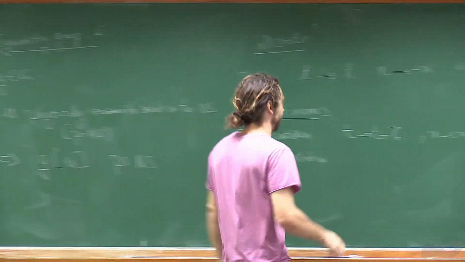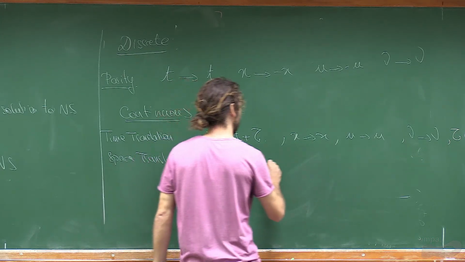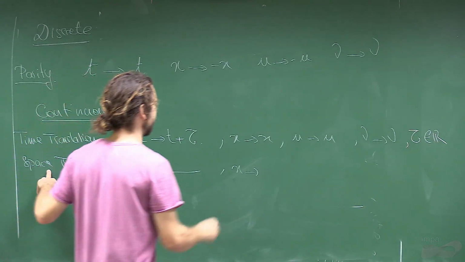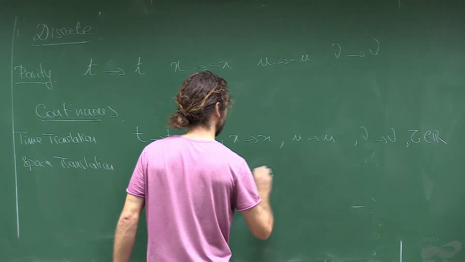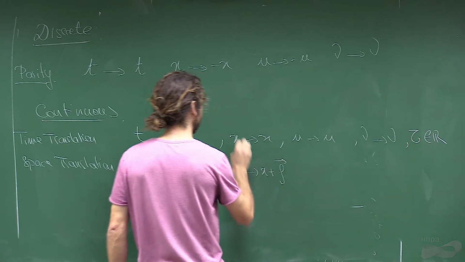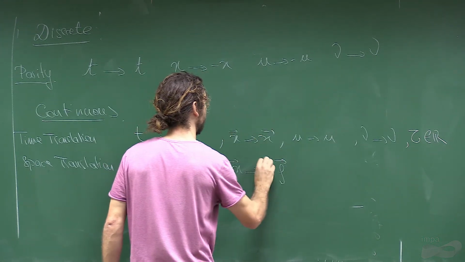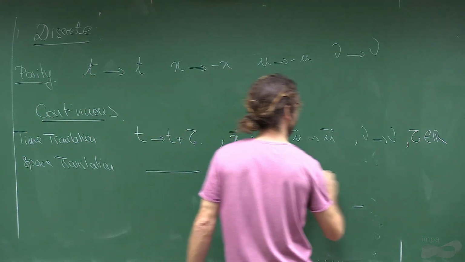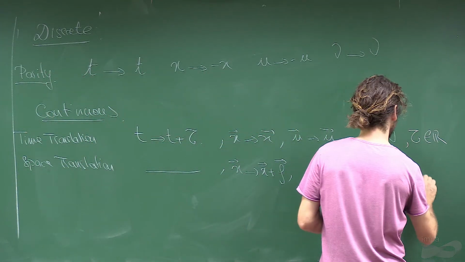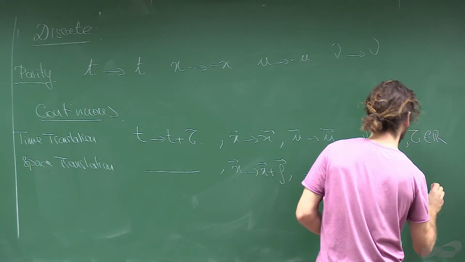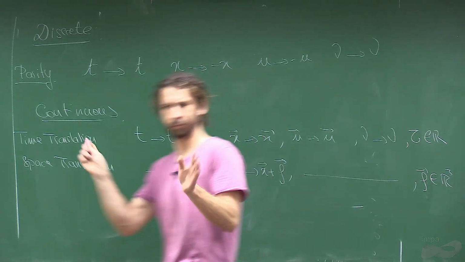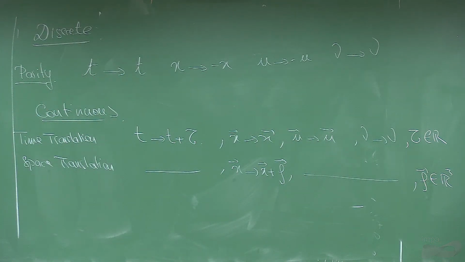So space translation is the same, except that you can change the space variable x to x plus an arbitrary shift. So let's put a vector here. And all the rest is the same. And here rho can be in R cube, arbitrary. So, time translation and space translation.